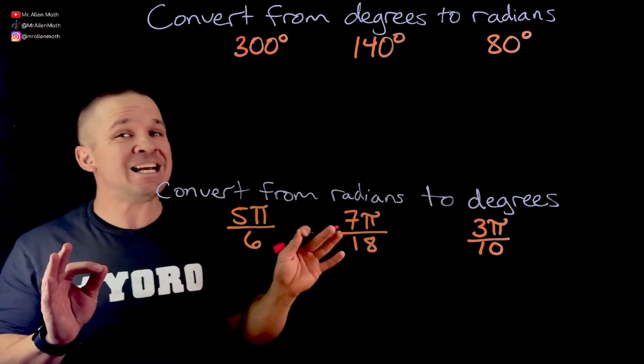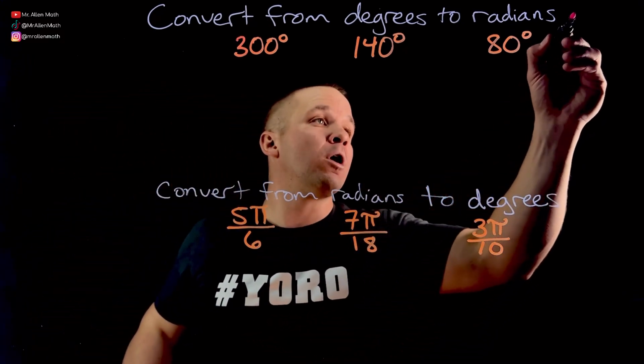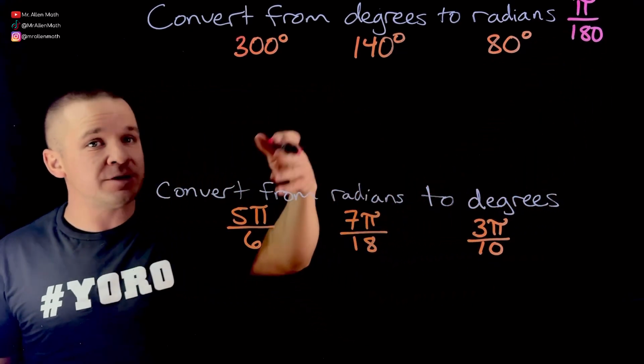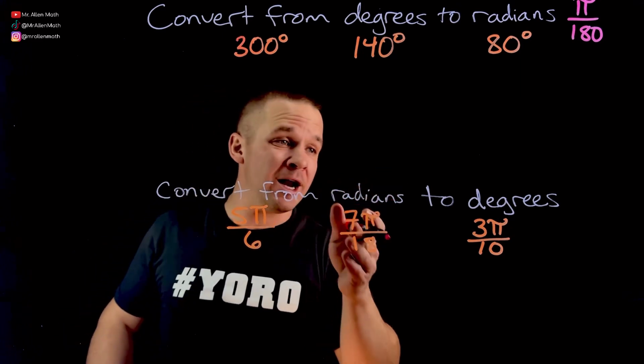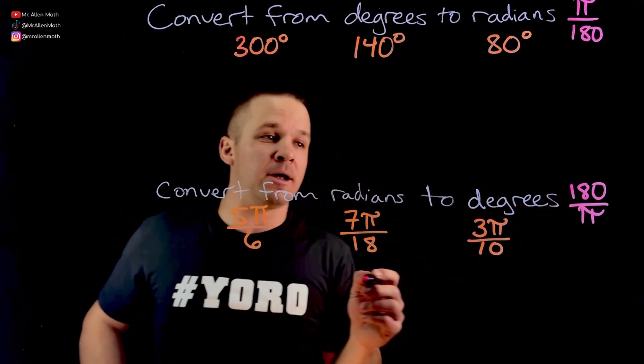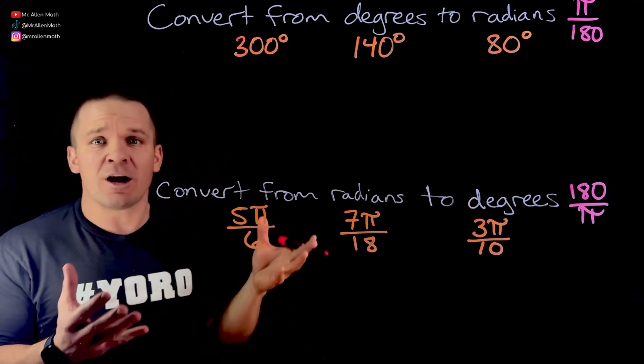So first off, we're going to need some type of conversion thing going on here. We're going to multiply by pi over 180 if we want to convert from degrees to radians. And if I want to go from radians to degrees, I'm going to multiply by 180 over pi. We're just going to flip it. There we go. Nice. So that's like our multiplier, right?